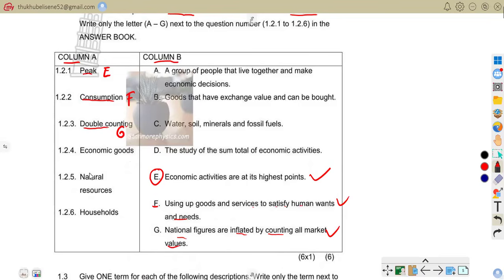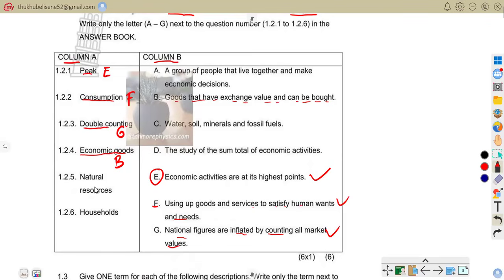So we're done with this. Now we come to economic goods. Economic goods are goods that have exchange value and can be bought. So B is our correct answer. For example, a car sold at a dealership. That's why we say goods that have exchange value and can be bought. So a car sold at a dealership is an economic good.